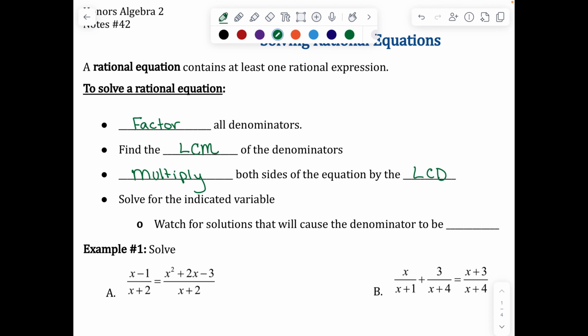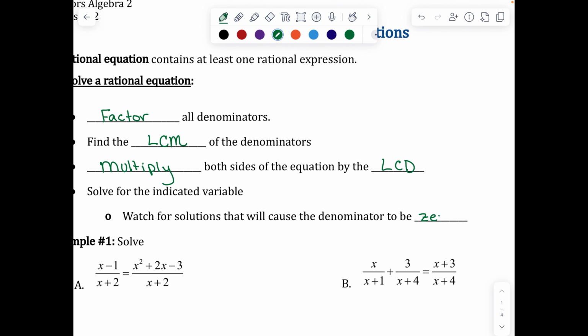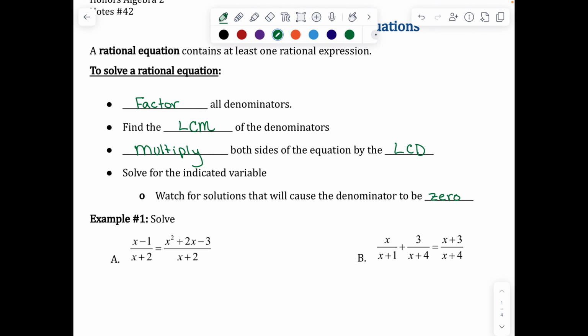That might mean if you have a quadratic, you're going to have to solve a quadratic by factoring, or any of the other methods we know. We want to make sure we're watching for solutions that will cause our denominator to be 0. So those are those restrictions that we had when we were doing rational expressions. Now those can't be our solutions, because it will make our denominator equal 0.